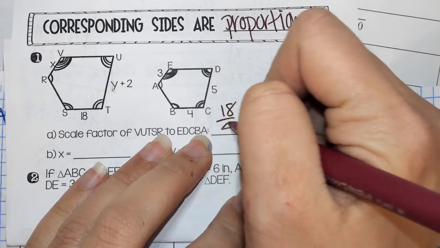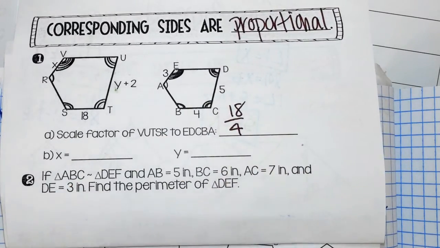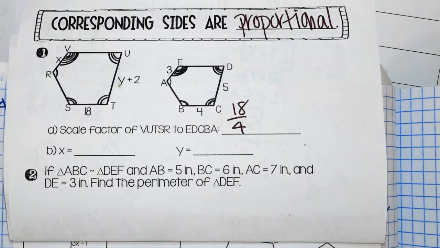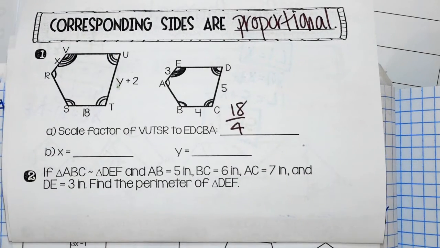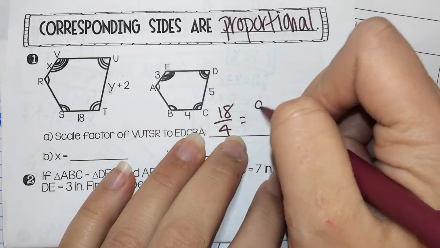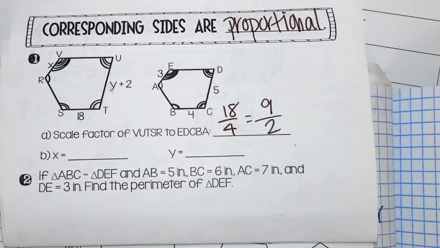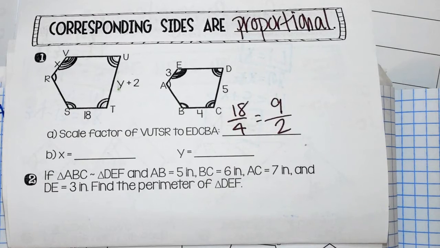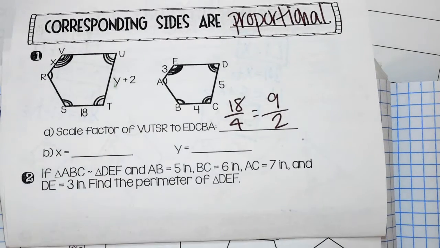All right, so let's write 18 divided by 4. This is our scale factor, but we need to simplify it. So what number goes into both 18 and 4? 2. All right, what's 18 divided by 2? What's 4 divided by 2? All right, so our ratio is 9 to 2. We are going to use that ratio to find our x and our y.